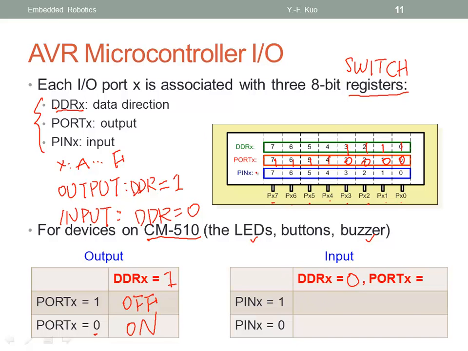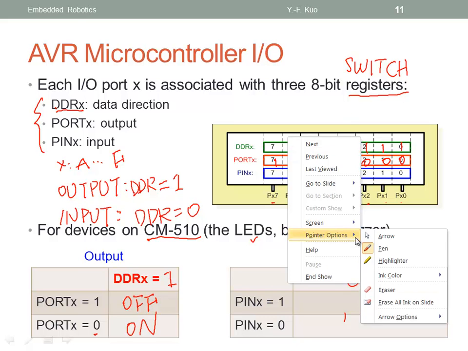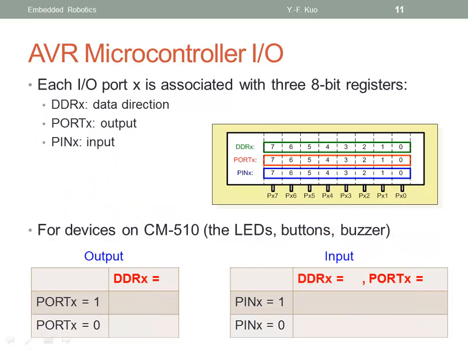Okay, and if we connect the pin to a button, how do we know if it's pressed or not? When we read a signal, we use PINX, that's another register. Say pin 4 here, we make it an input, if it is connected to a button. So we write 0 here in the DDRX.